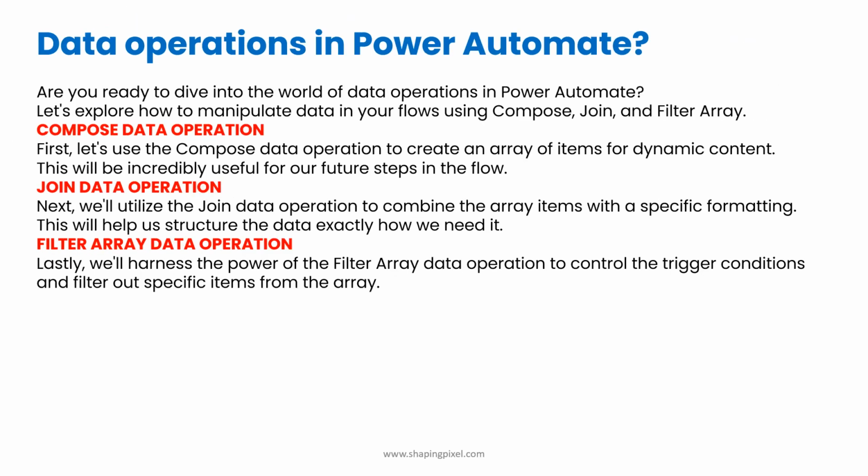So, are you ready to dive into the world of data operations in Power Automate? Let's explore how to manipulate data in your flows using compose, join, and filter array. First, let's use the compose data operation to create an array of items for dynamic content. This will be incredibly useful for our future steps in the flow. Next, you will utilize the join data operation to combine the array items with a specific formatting. This will help us structure the data exactly how we need it.